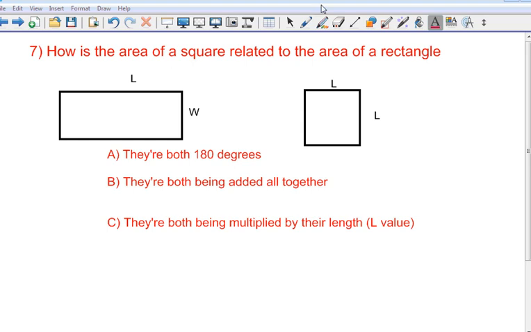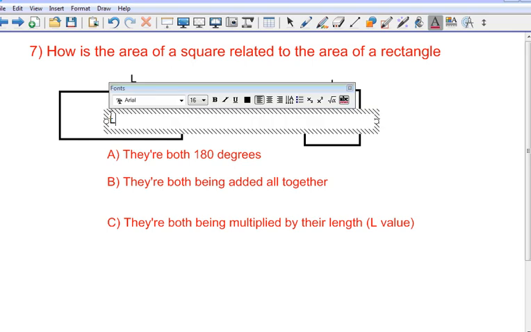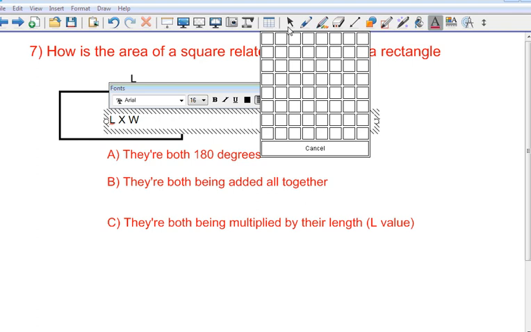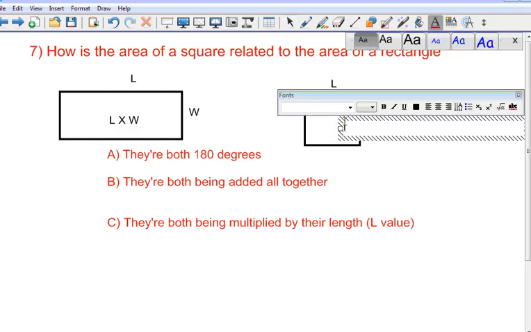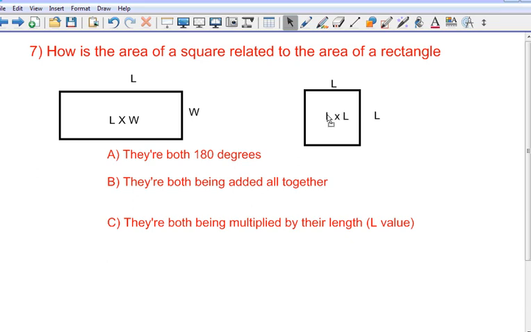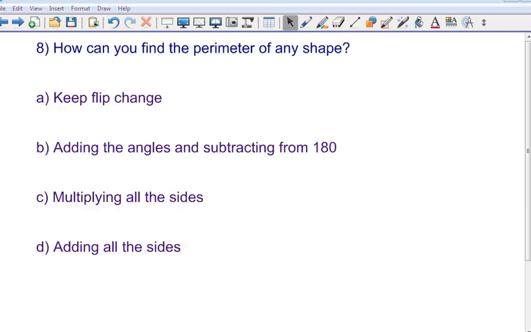Welcome back. We know that the area for a rectangle is length times width. And we know the area for a square is length times length. What do they have in common then? They're both being multiplied by their length, their L value. Next question. How can you find the perimeter of any shape?